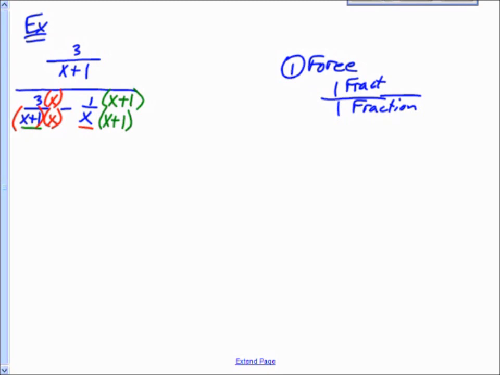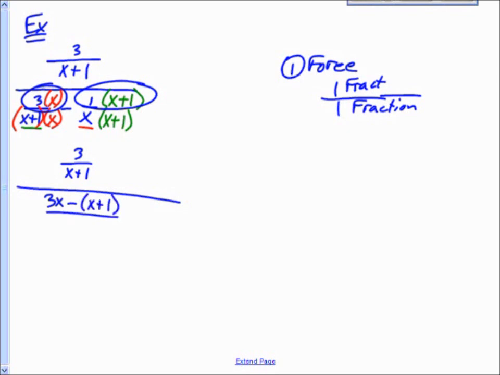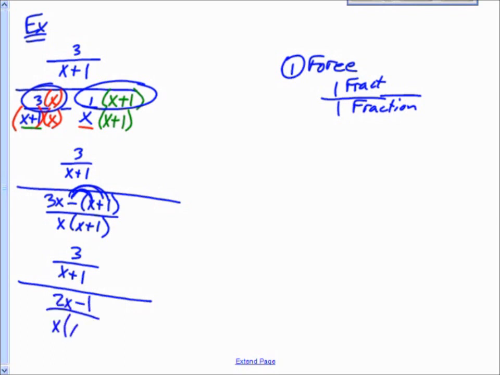So now this numerator fraction stays the same. This becomes 3x from right there minus this part, x plus 1, all over, and now it's my common denominator, x plus 1. Distribute that and simplify. So I got 3x minus x minus 1, so you get the 2x minus 1. Still got this x plus 1.